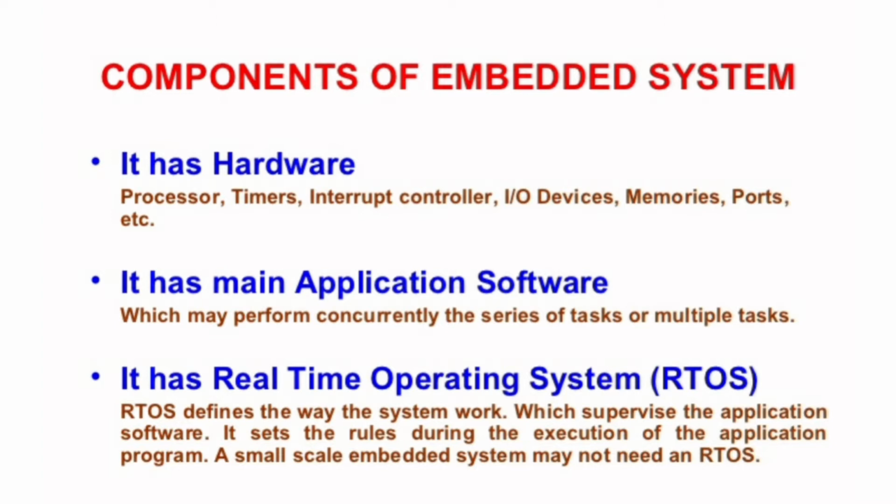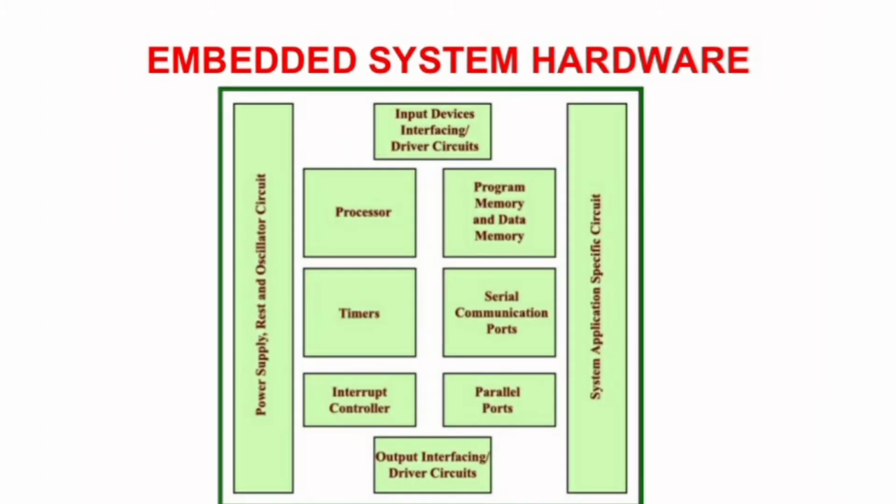The hardware includes processor, timers, interrupt controllers, I/O devices, memory, ports, etc. The main application software may perform concurrently a series of tasks or multiple tasks. RTOS defines the way the system works, and supervises the application software. It sets the rules during the execution of the application program. A small-scale embedded system may not need an RTOS. So here is the diagram which shows the embedded system hardware.